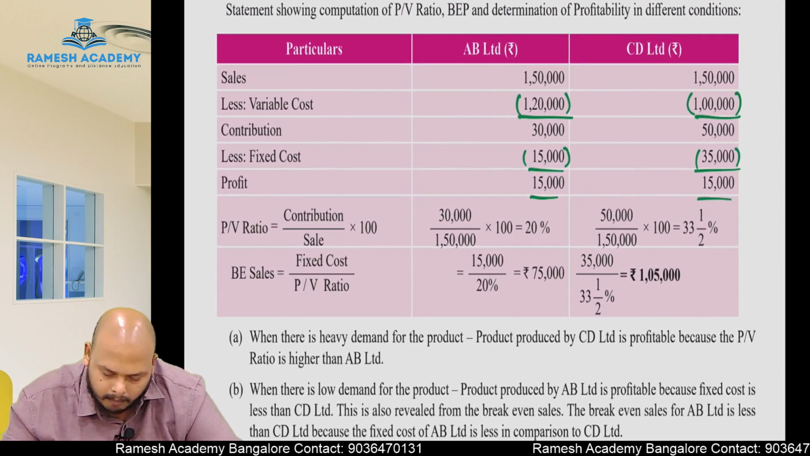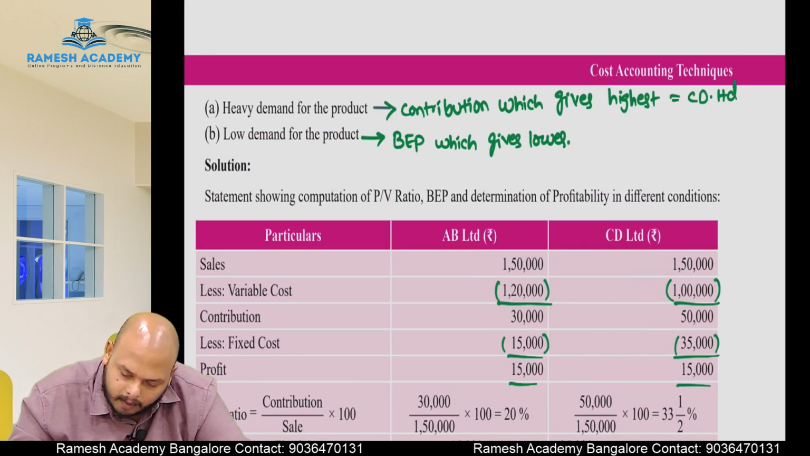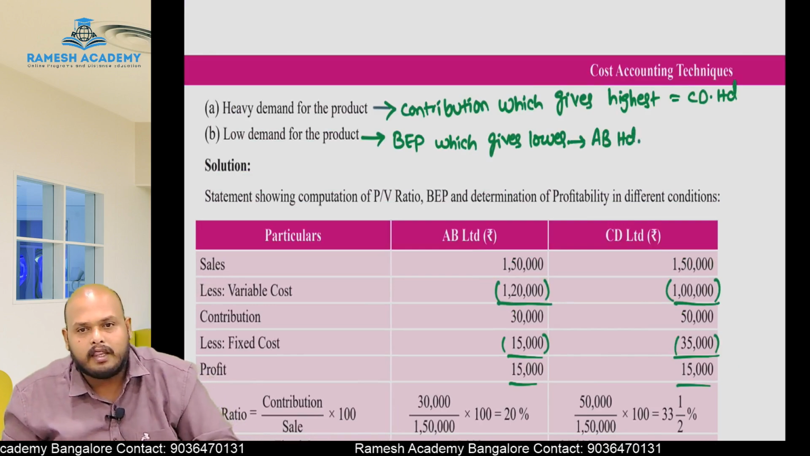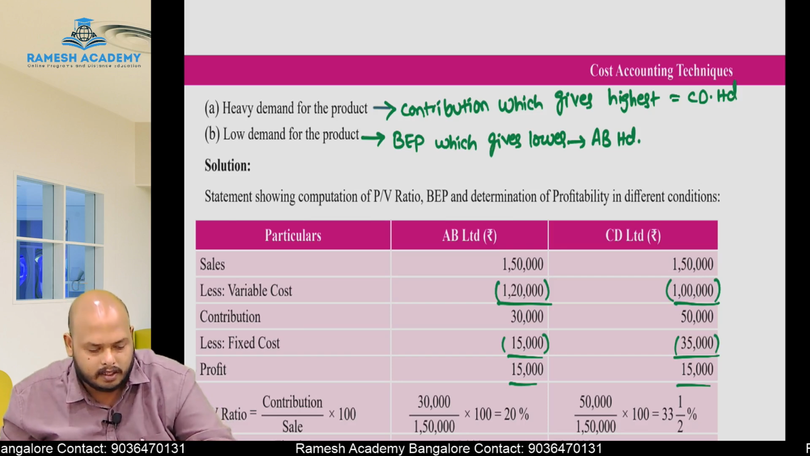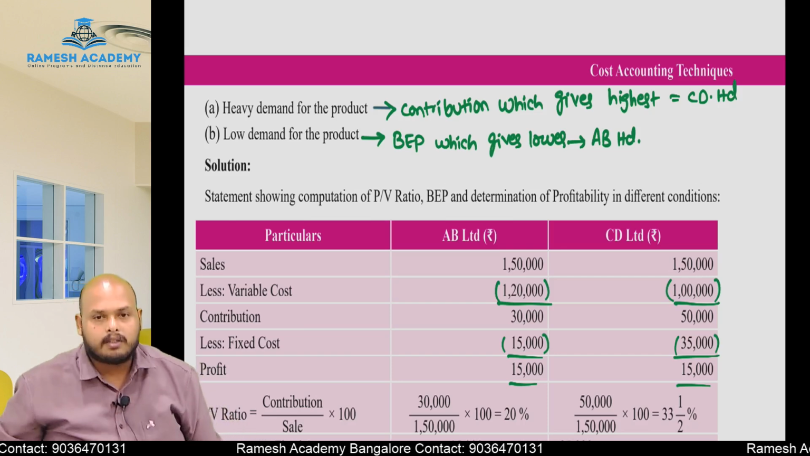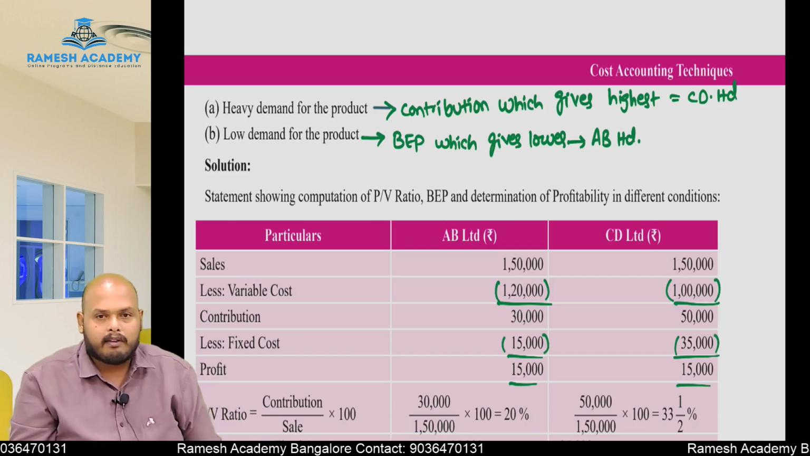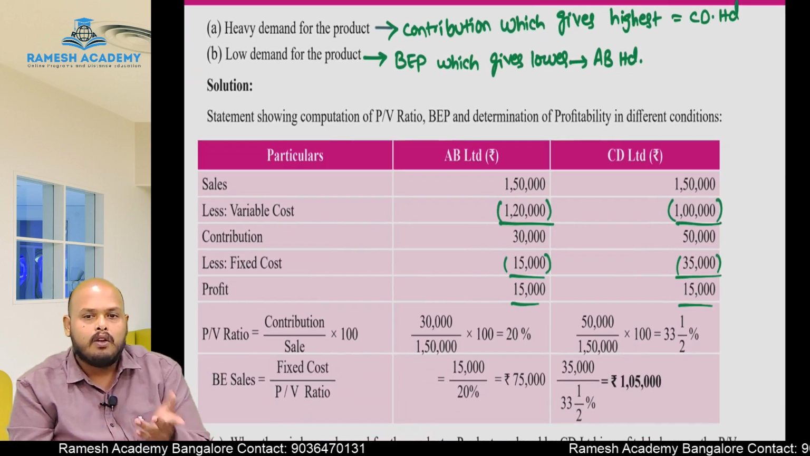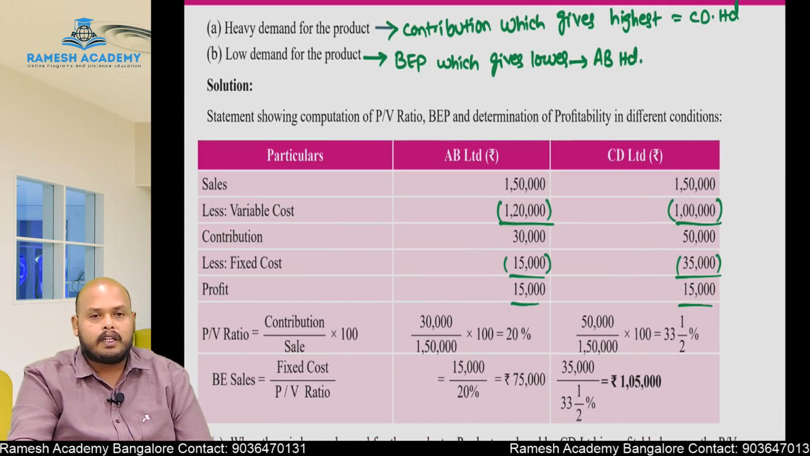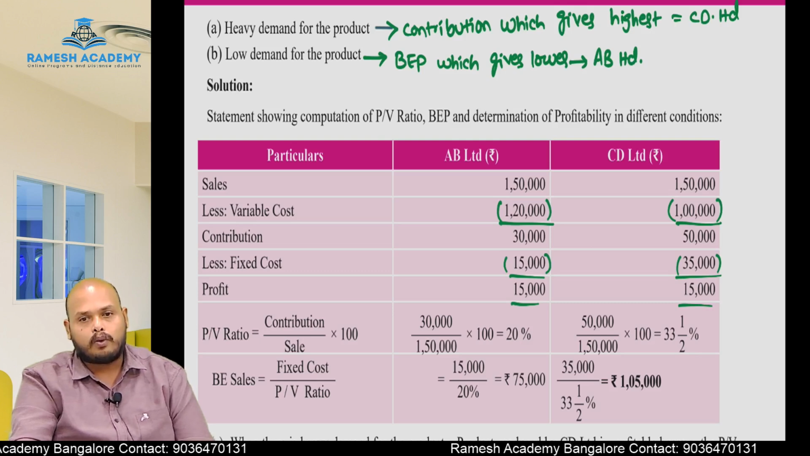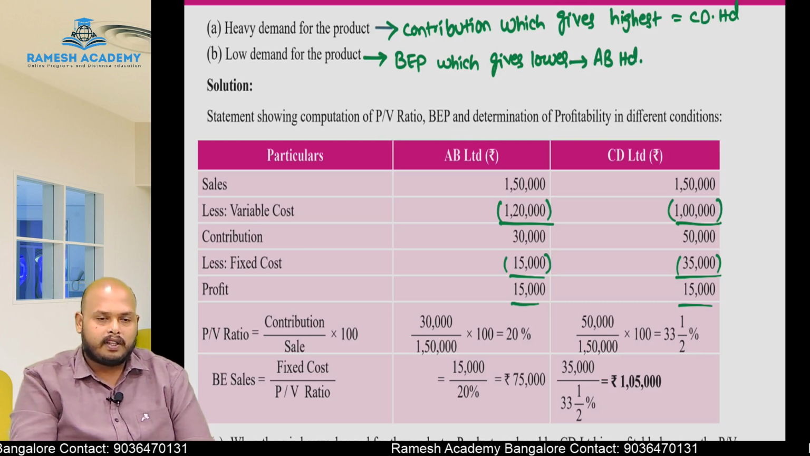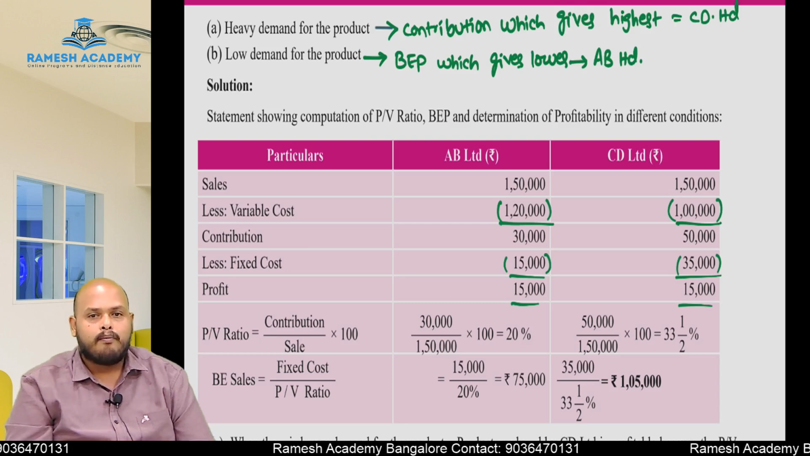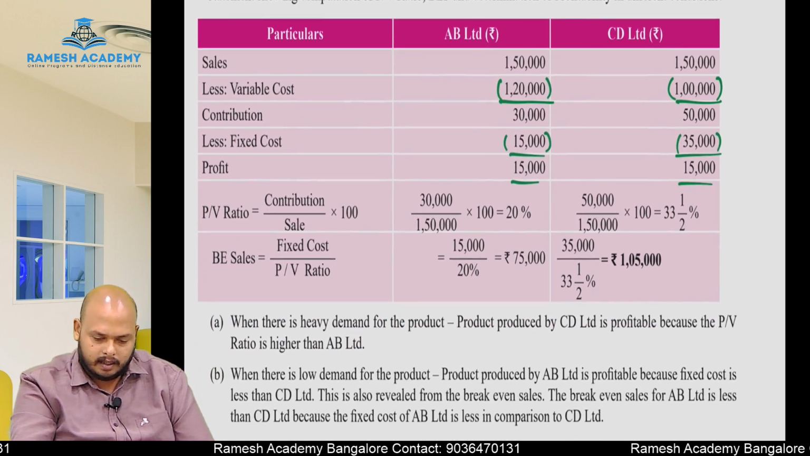When there is a low demand for the product, we choose the break-even point which is lower. Which is lower here? AB Limited. So the answer is AB Limited. When there is heavy demand, CD Limited; when there is low demand, AB Limited, because it is very easy to achieve. In AB Limited, if you sell 75,000 rupees only, you reach no profit, no loss. Whereas in CD Limited, to reach the no profit, no loss zone, you have to sell 1,05,000. Selling 75,000 is easier. That is the reason when there is low demand, AB Limited, and when there is heavy demand, CD Limited.